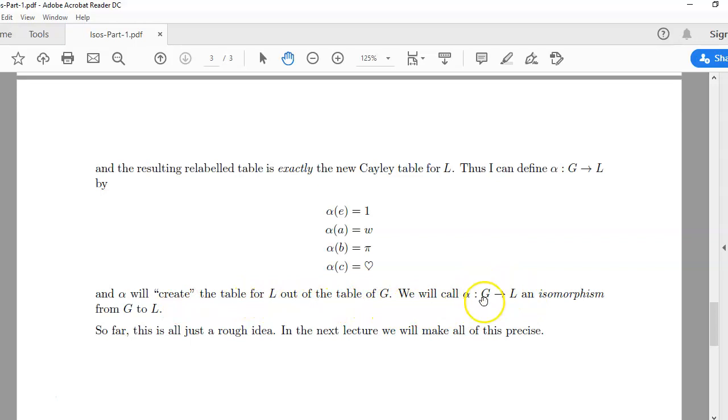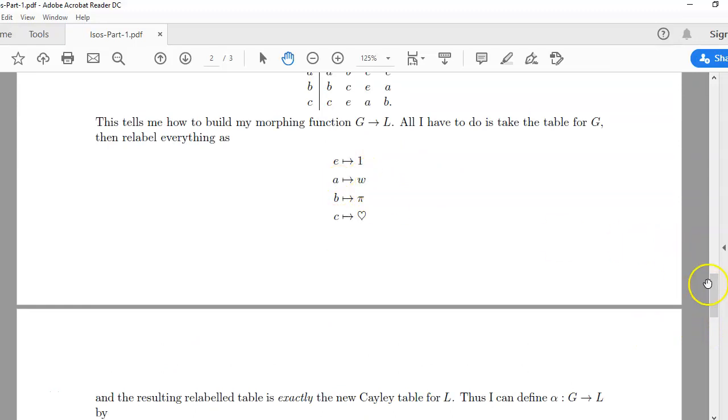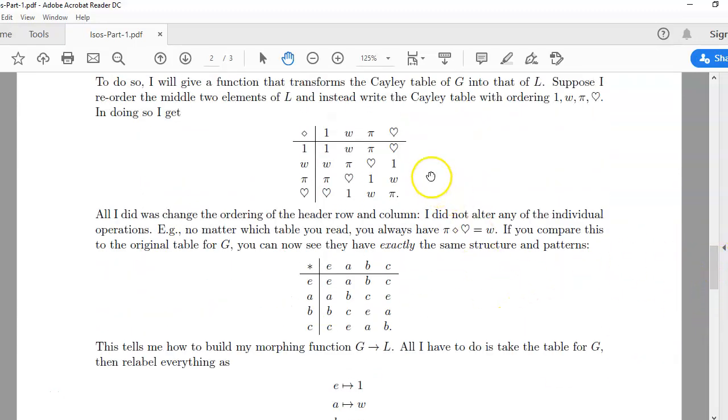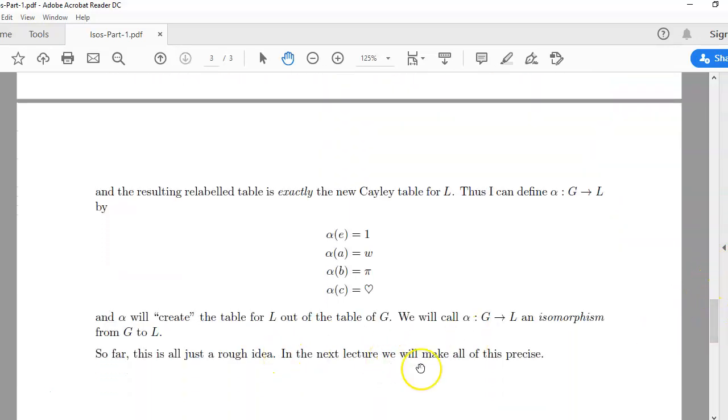This function alpha that goes from the group G to the group L in a faithful way, and it takes the group G and actually creates the group L, is called an isomorphism. And when an isomorphism like this exists, you say that G and L are isomorphic. That's the idea. This relabeling scheme here is a function, and that function tells you how to manufacture this group out of this group in a faithful way. So in the next handout, we're going to make this rigorous and actually give the rigorous definition of an isomorphism, and we'll start to look at the structure and the properties that isomorphisms have and why you would do this.